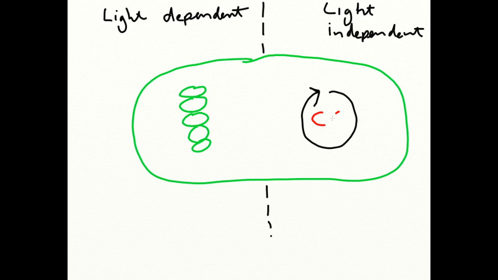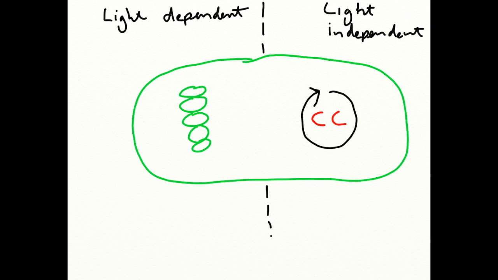So these are the things. The Calvin cycle takes place in the stroma that's floating around inside the chloroplast, and the light dependent reaction takes place in the grana, specifically in the thylakoid membrane.